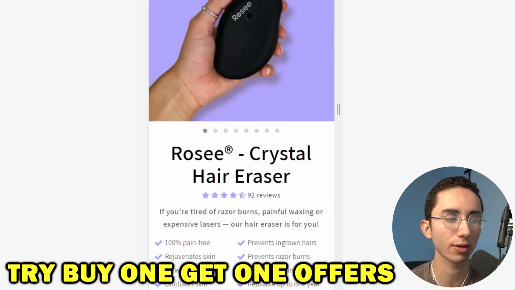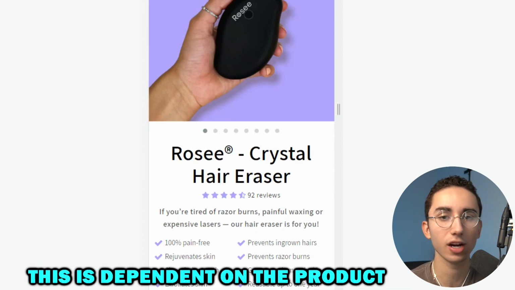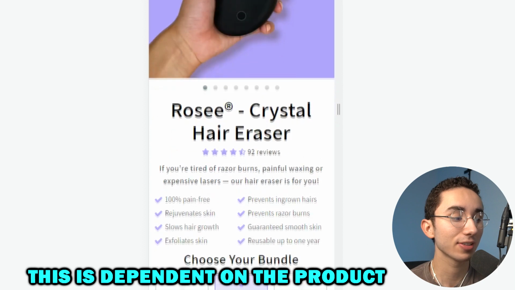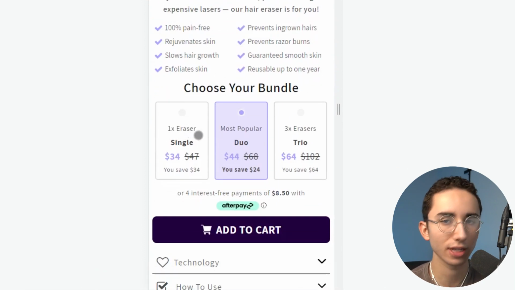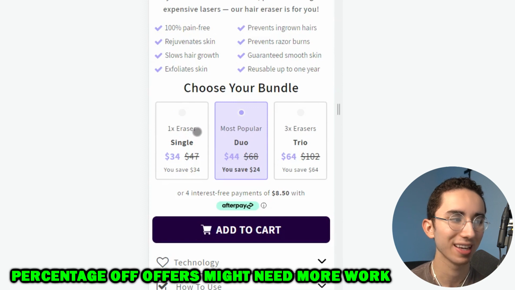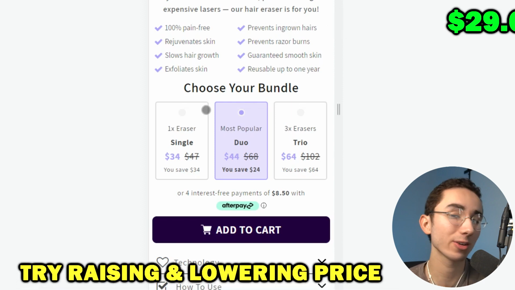And it depends on the product that you're selling. So this is a crystal hair eraser. So I can definitely see people buying two of these. Maybe you give one to your mom or your friend or your sister so you can try it out. So if the main offer we have here is just, okay, it's 15% off, it's 20% off if you buy one, that might not be the best offer in the world. So with this brand, I would recommend trying the BOGO offer, or trying something with the price where maybe instead of $34, we do $29, or maybe we try $37.